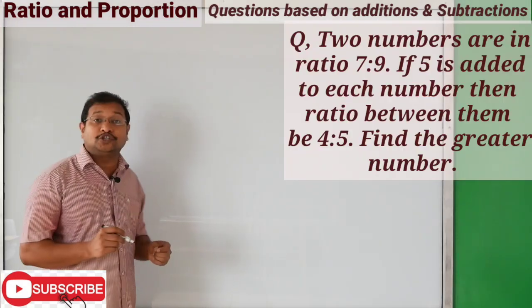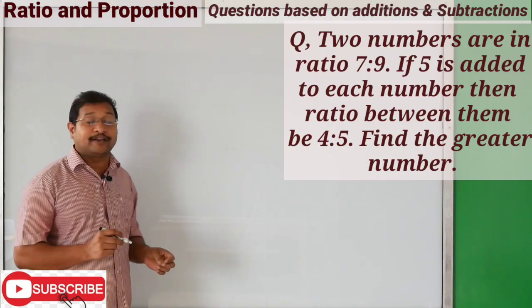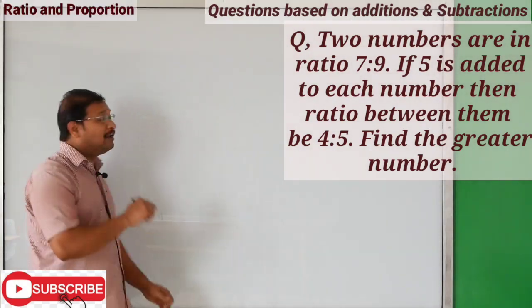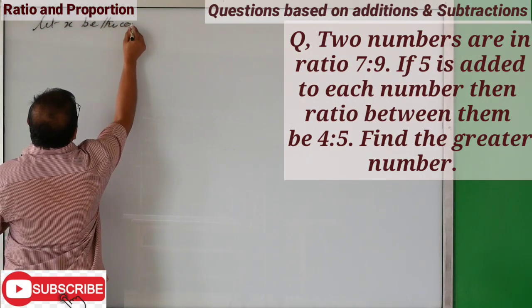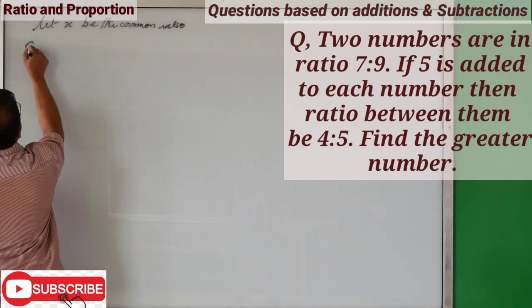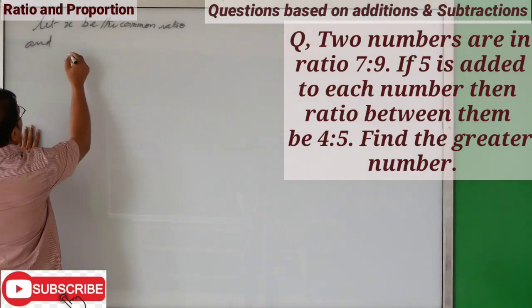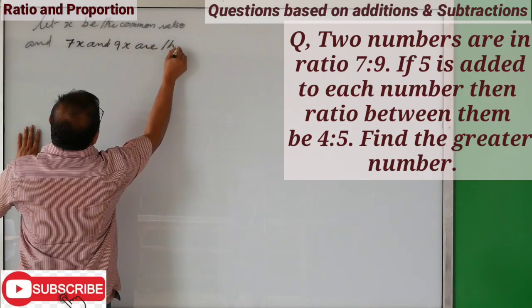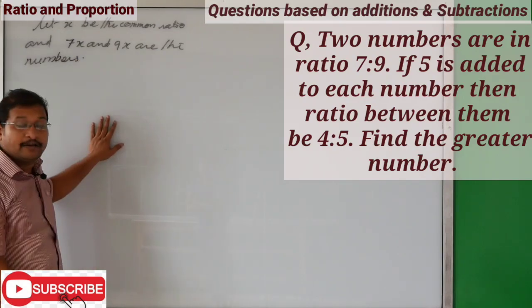Two numbers are in the ratio 7:9. If 5 is added to each number, then the ratio between them will be 4:5. Find the greater number. See the question. Two numbers are in the ratio 7:9. So we'll write, let x be the common ratio, and 7:9 is the ratio between the numbers. That means you'll write 7x and 9x are the numbers. Ready?